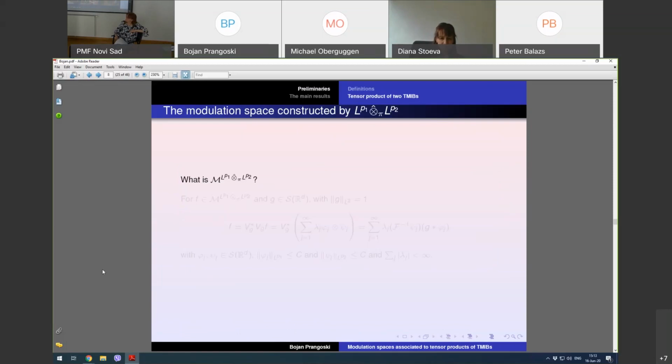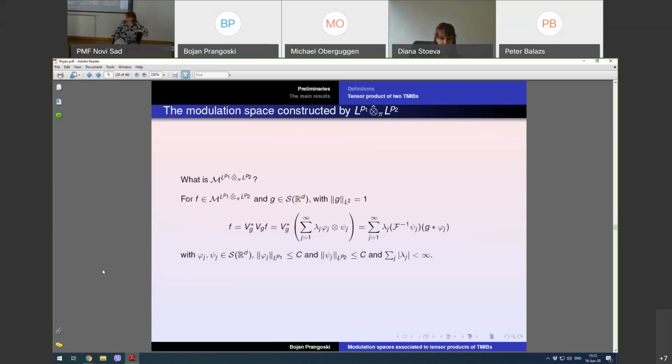For this, I will now need the Grothendieck representation that I mentioned before. So take any f in the modulation space, and this means, by definition, that the short-time Fourier transform of f has to lie in the completed pi product of LP1 and LP2, which by the Grothendieck representation just means that you can represent it as an infinite series of this form.